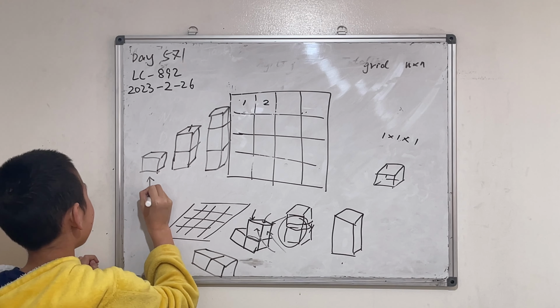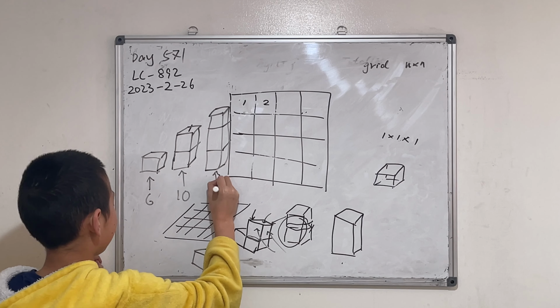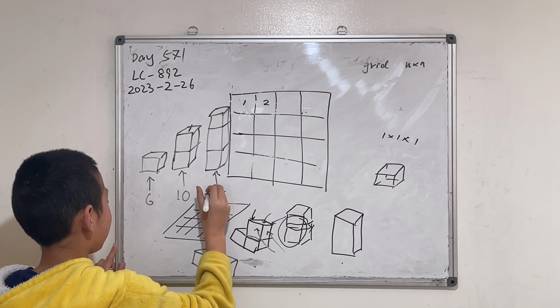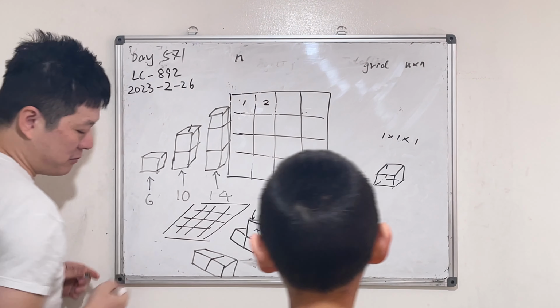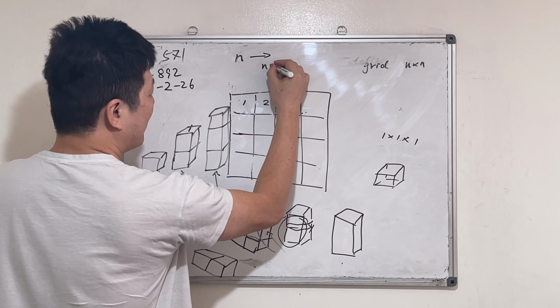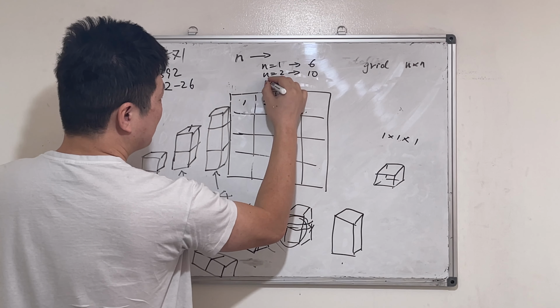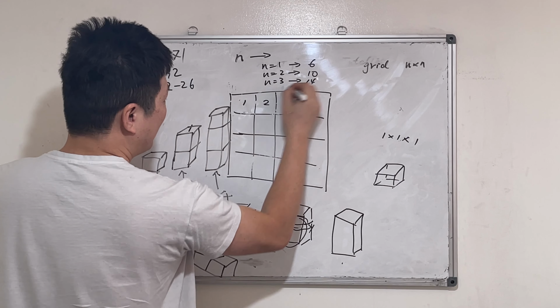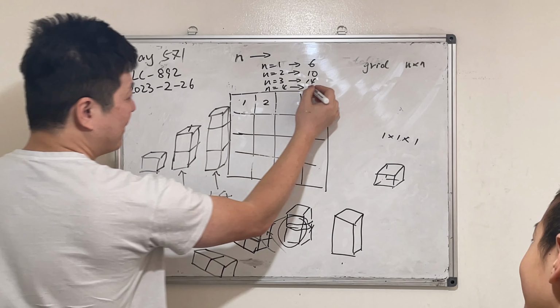This is 6. This is 10. This is 14. Yeah? Okay, so if there are n cubes, what's the formula? If n is 1, the answer is 6. N equals 2, the answer is 10. N equals 3, the answer is 14. N is 4, the answer is 18. So it's adding 4.